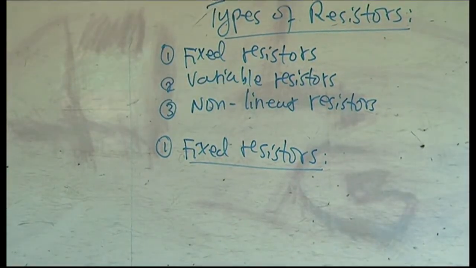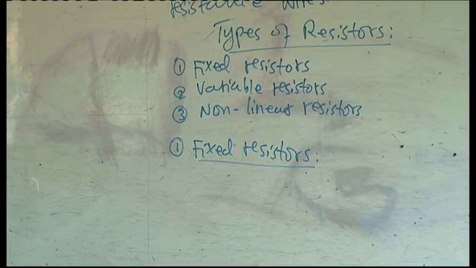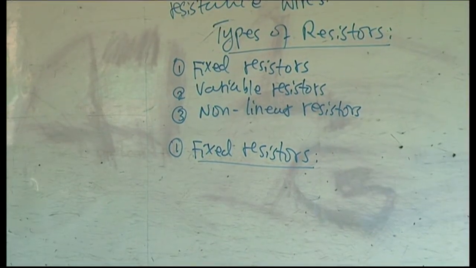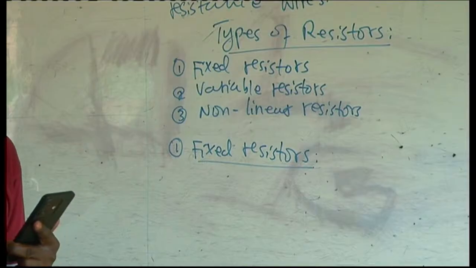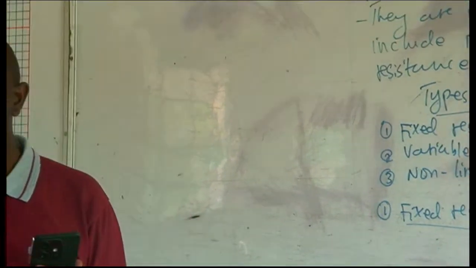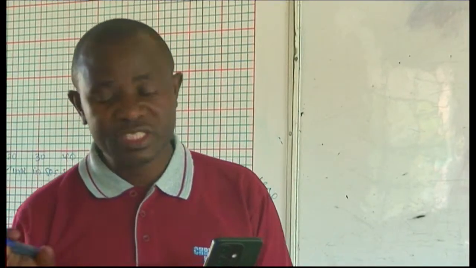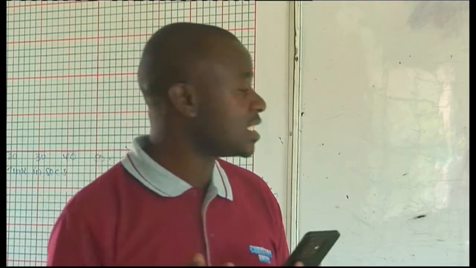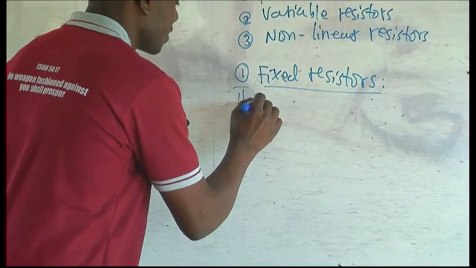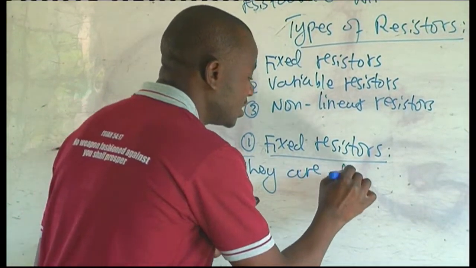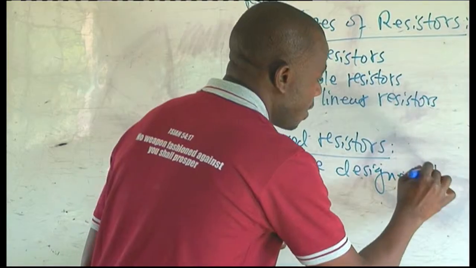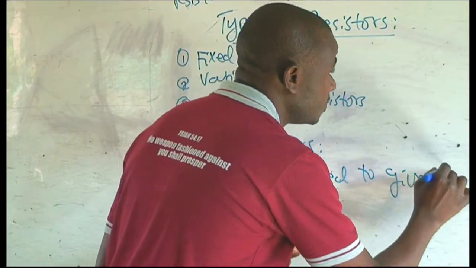So when we talk about fixed resistors, as the name suggests, these are resistors that are designed so as to give fixed resistance. I'm saying that you cannot vary the resistance of this one. The resistance that you set for this fixed resistor is the one that you will be using throughout in that particular conductor or in that particular circuit, and therefore they are designed to give fixed resistance.